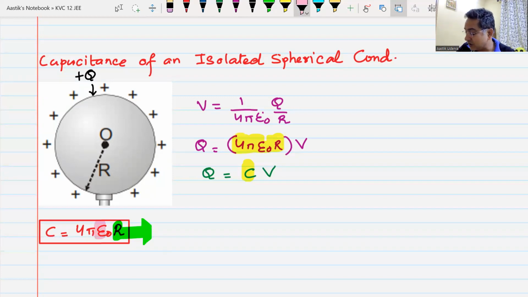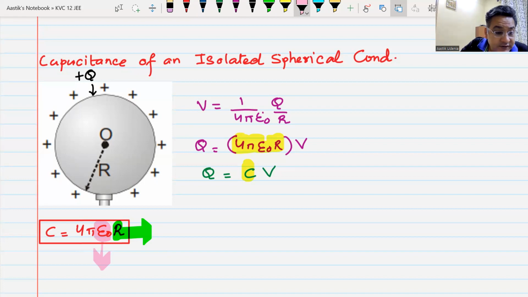This epsilon naught comes because of the surrounding medium. Since the medium was vacuum or air, epsilon naught came. If it was something else, something else would have come here. It also depends on the presence of other conductors, and we will see in the next class how it changes when other conductors come in. But this is the capacitance of an isolated spherical conductor. Do we understand this? Understood, sir.